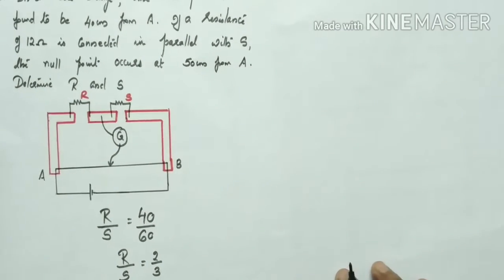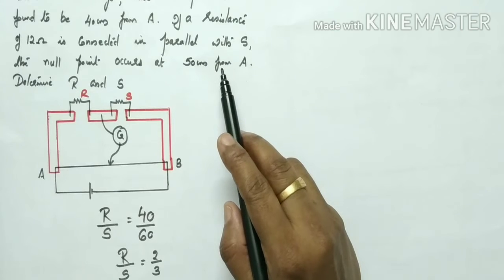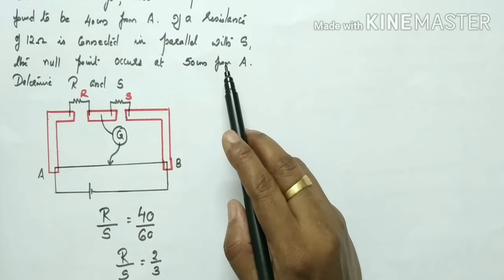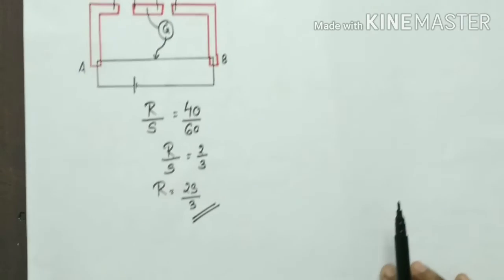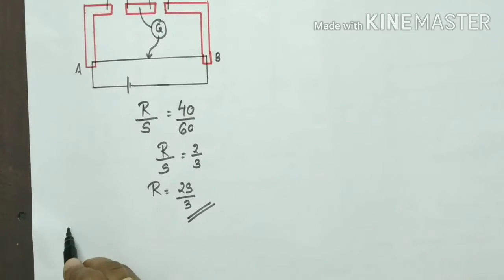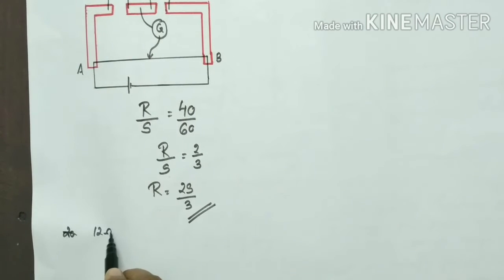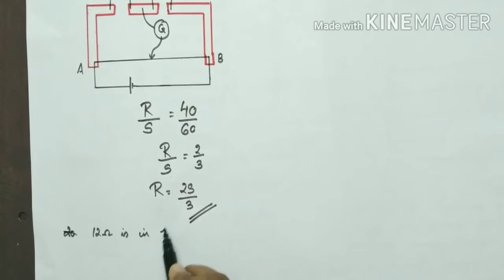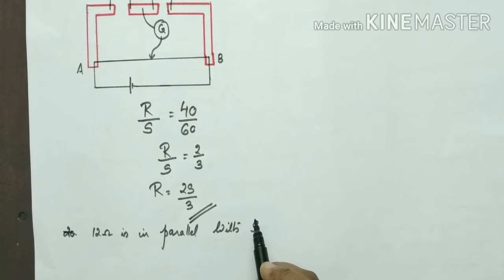Now second case, if 12 ohm is connected in parallel with S, what is the balance length? 50 centimeter from A. So now we can write, if 12 ohm is connected in parallel with S, what is the balancing length? 50 centimeter, that we know.